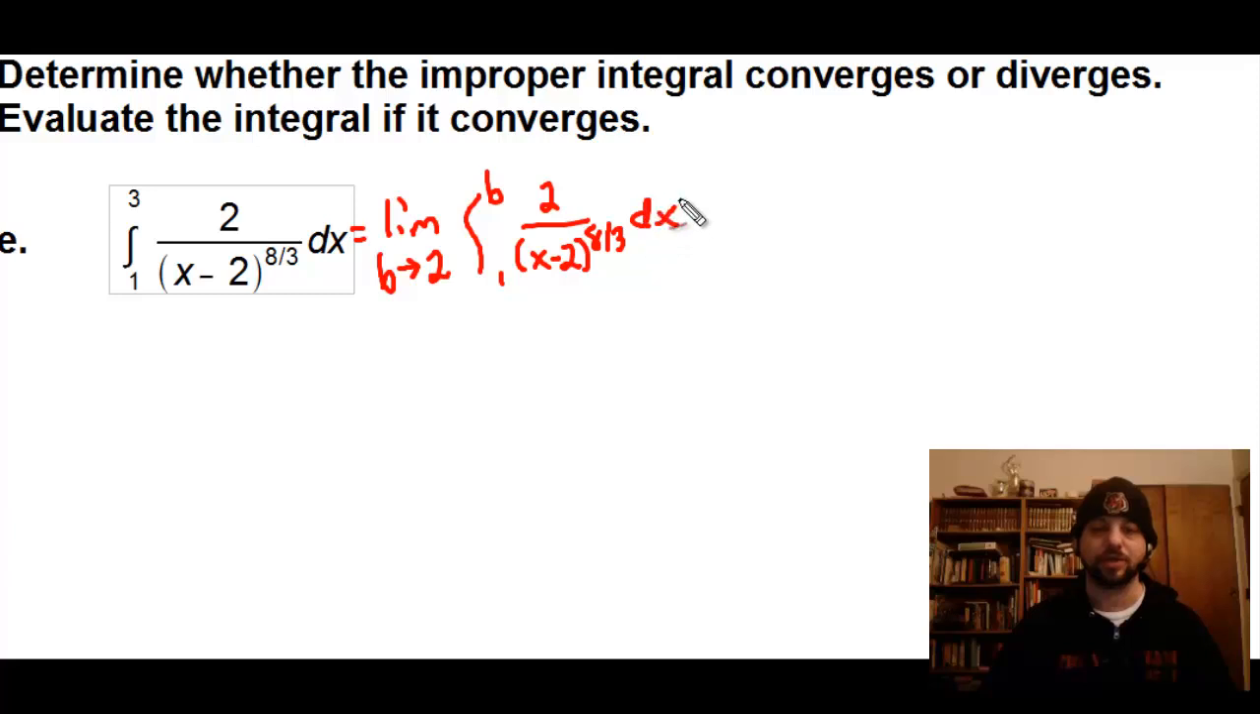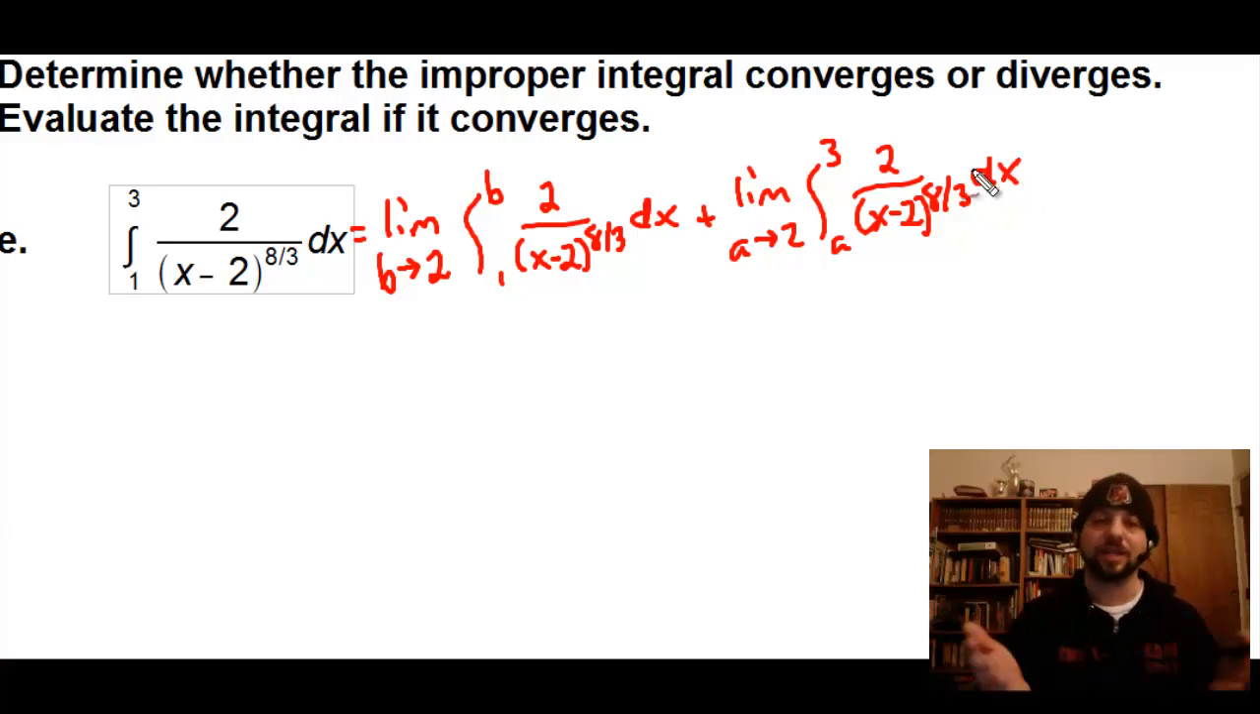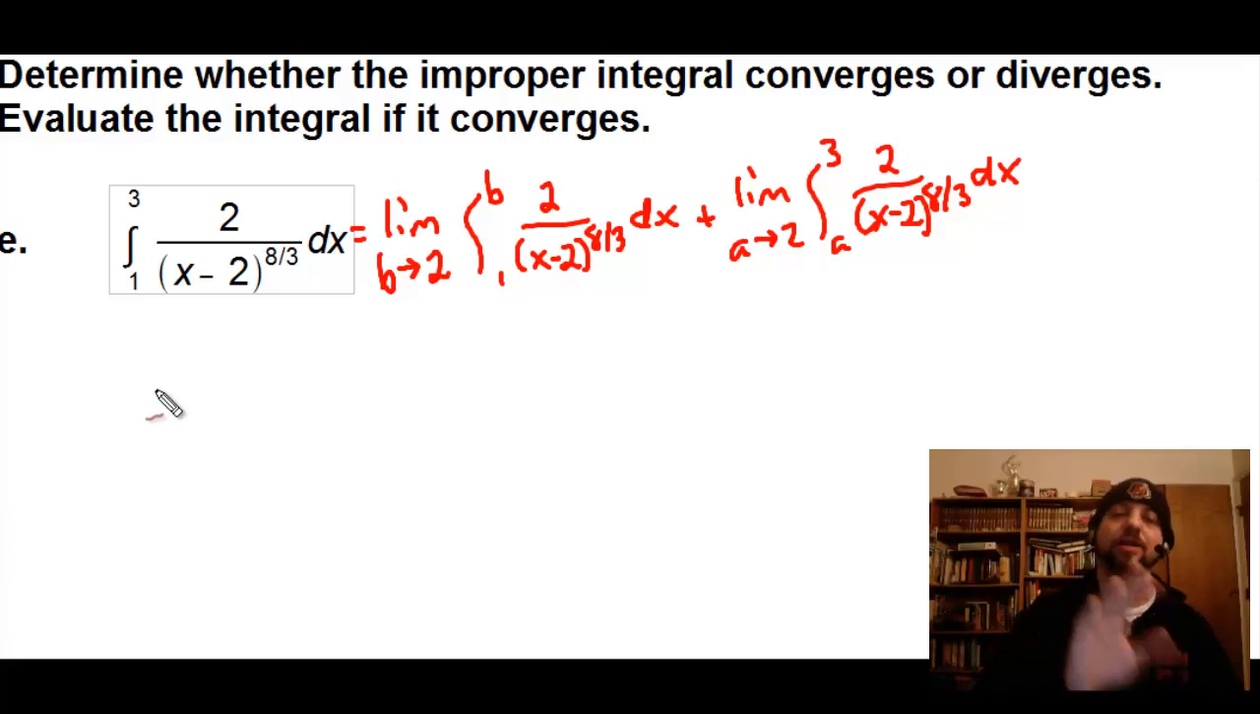And then I'm going to add that to the same integral, but the limit as a approaches 2 this time. So this time that will be the lower bound, and I'll go from a to 3 again of this function. So nothing too difficult here. Conceptually, the only problem is I needed to find where this integral is breaking, and it is breaking at 2. So if I go through and evaluate all this now, I'm going to save some of the trouble. I'll leave the integration as an exercise to you.